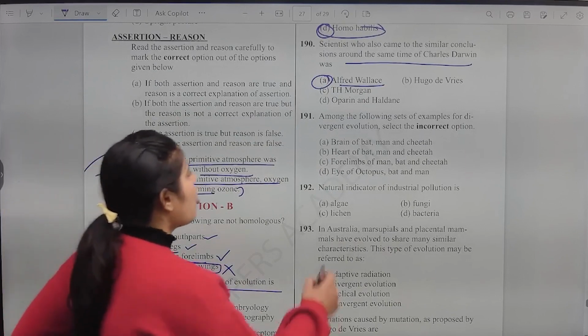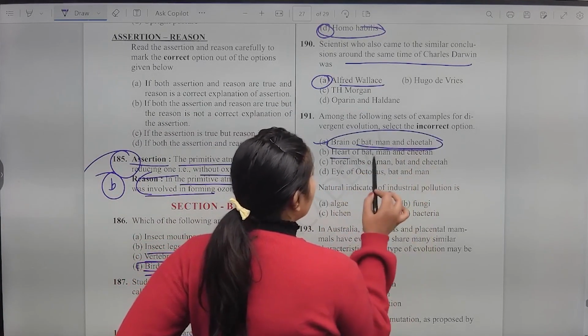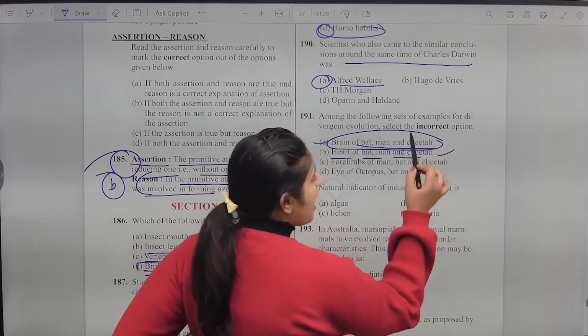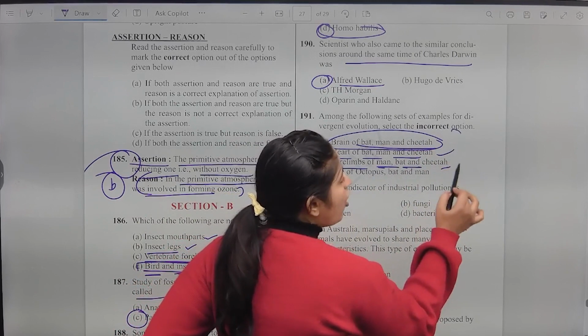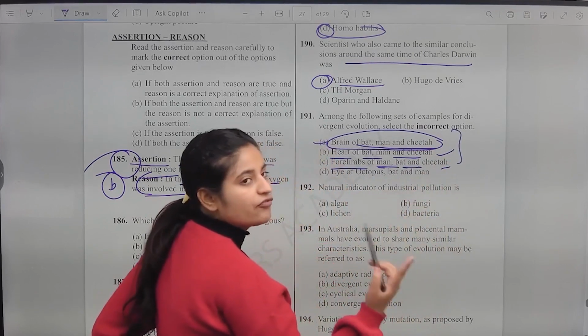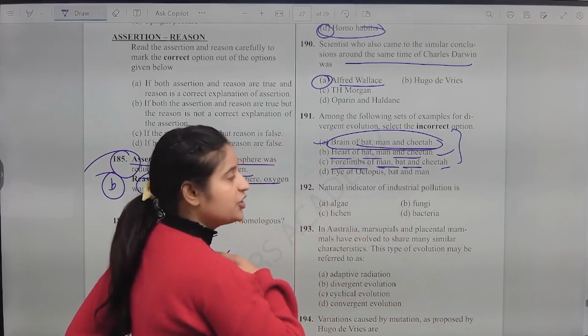Among the following set of examples from divergent evolution, select the incorrect one. See, brain of bat, man and cheetah. What are these? All are mammals. Heart of bat, man and cheetah, they all are mammals, same origin they have. Four limbs of man, bat and cheetah, they all are mammals, but they have different functions. And what is homology? Origin same, but function different.